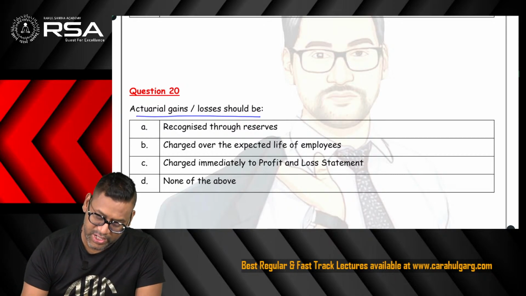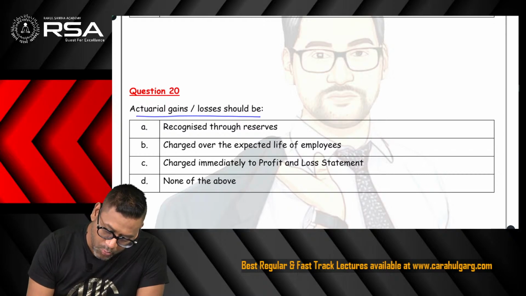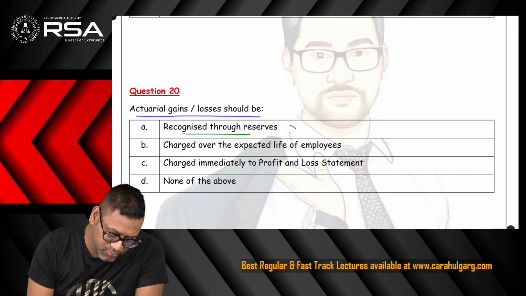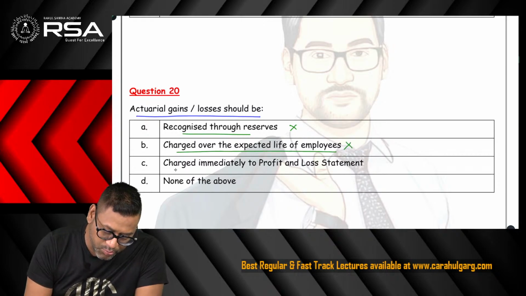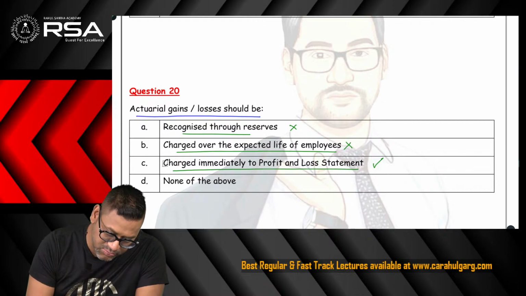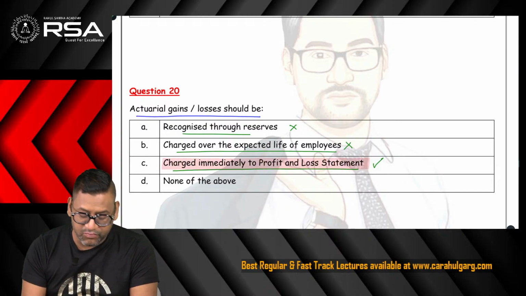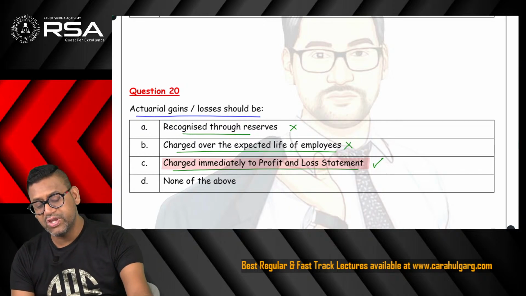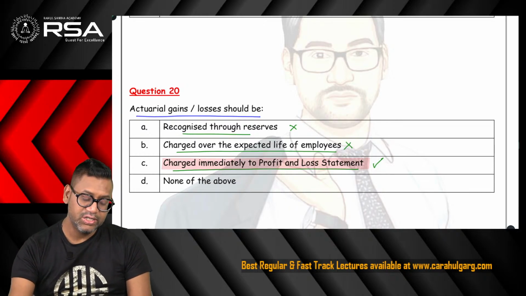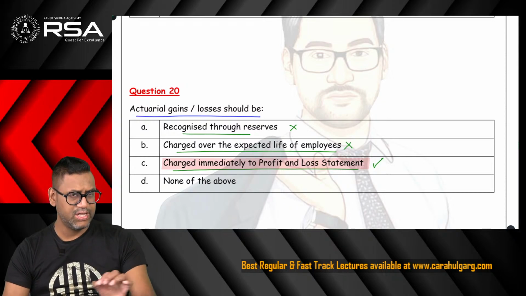So it says actuarial gains or losses should be, options are: recognized through reserve, wrong option. Should be charged over the expected life of employee, wrong option. Should be charged immediately to the P&L statement, yes, this is the correct answer. AS number 15 specifically says that whatever the amount of actuarial gain or loss be, that should be immediately taken to the P&L. So that's the correct answer.